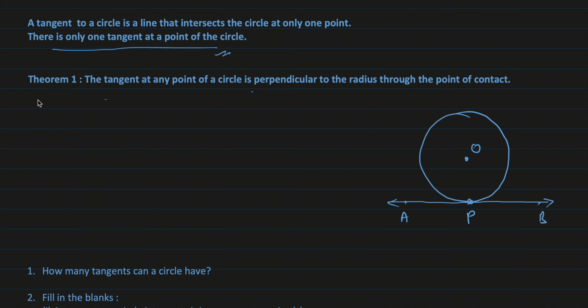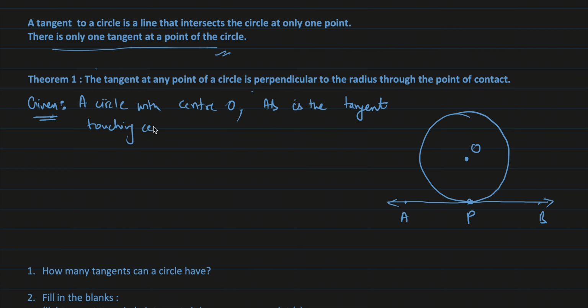That's a circle. Now, whenever we have a theorem, I hope you know that you draw the figure based on the theorem statement and then write the given. So what is given to you? You are given that there is a circle with center O. AB is the tangent which is touching the circle at P. This is touching the circle at point P.